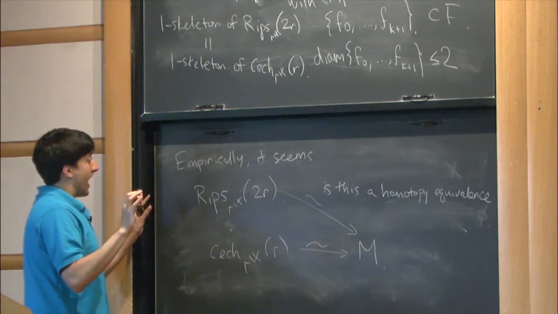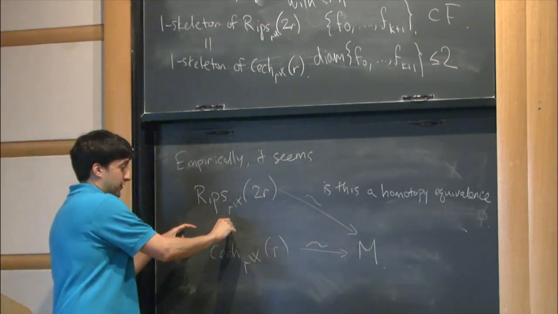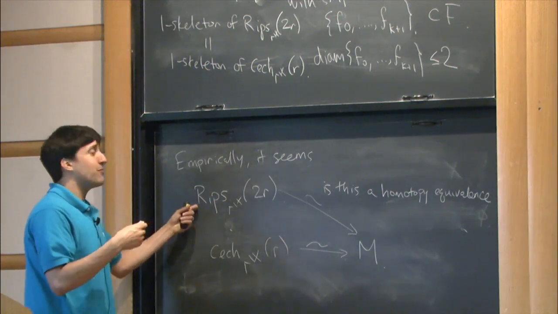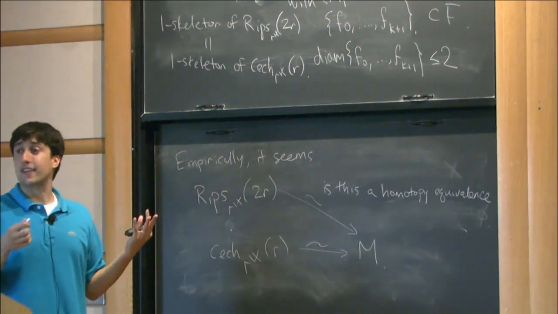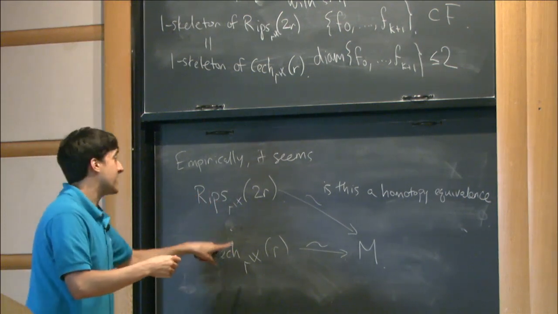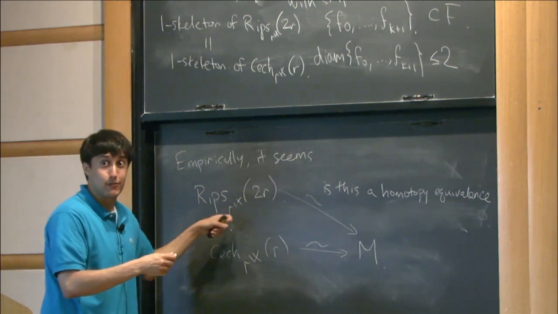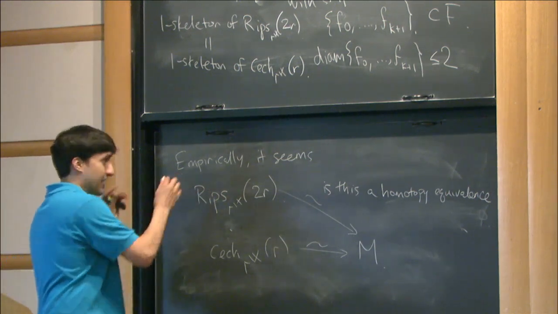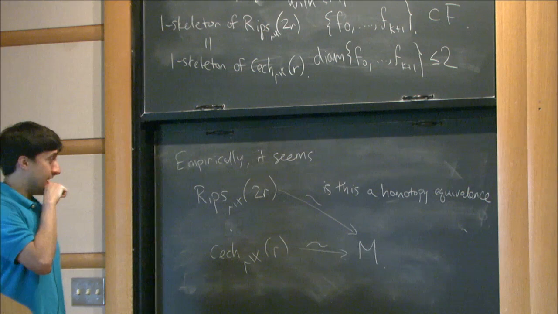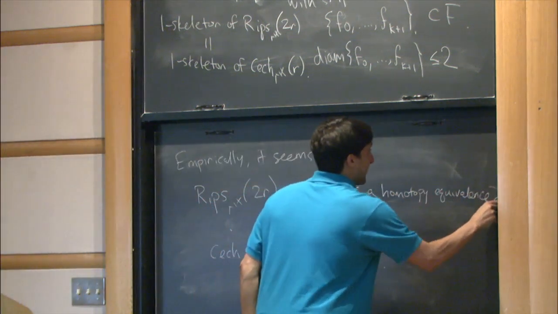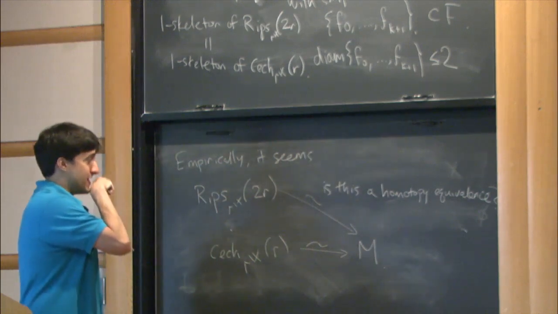Something else I can say, by the way, is that not only do these things have the same one skeleton, but this complex has the correct π1. Its π1 is actually isomorphic to Γ as well. And the inclusion map from the Čech complex to the Rips complex is compatible with the isomorphism with Γ. So the question is, is this thing a homotopy equivalence?